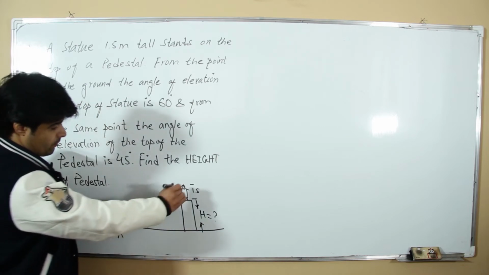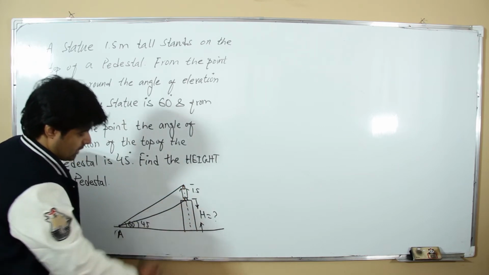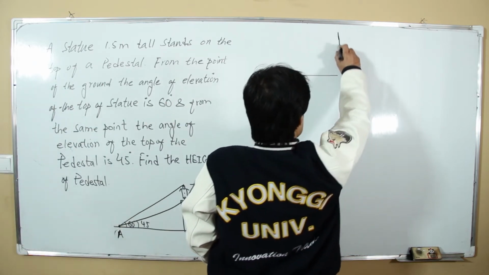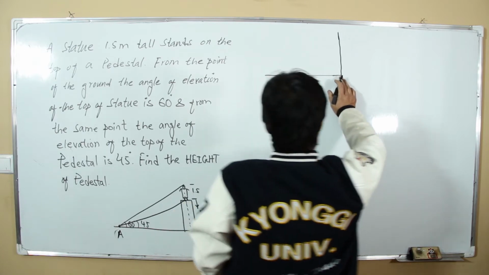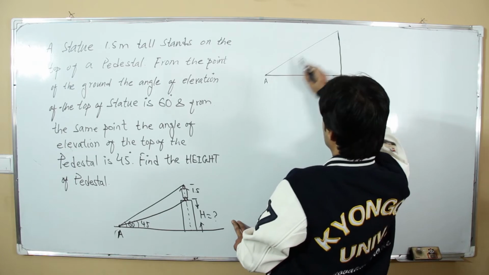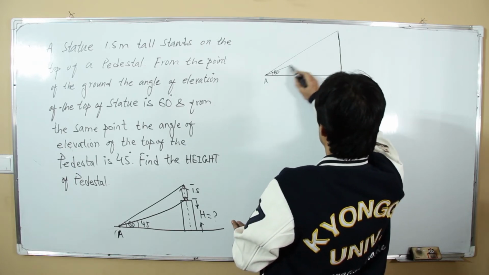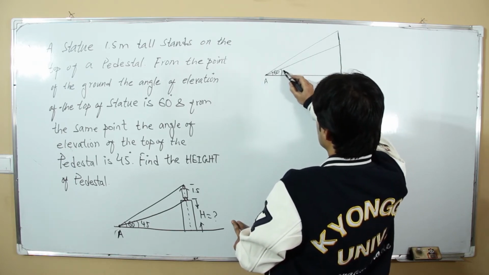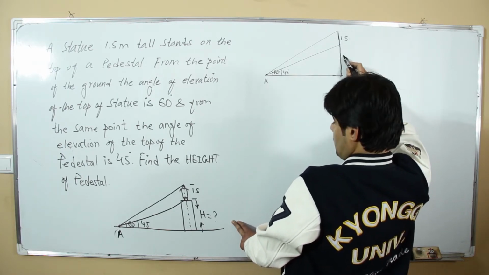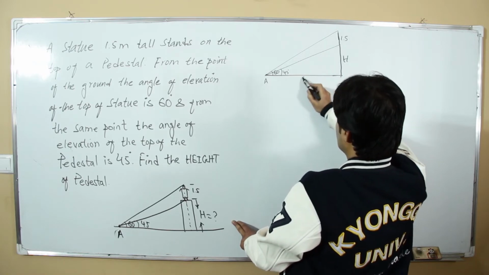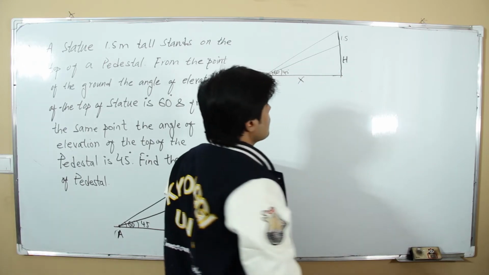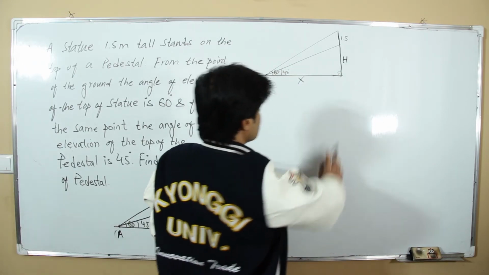Now, what do you think? We have a right angle triangle or not? Yes, we have. This is our right angle triangle. This point is A. It is 60 degrees. And this one is 45. This is given 1.5. It's not given, which is h. And we don't know this one also, x.